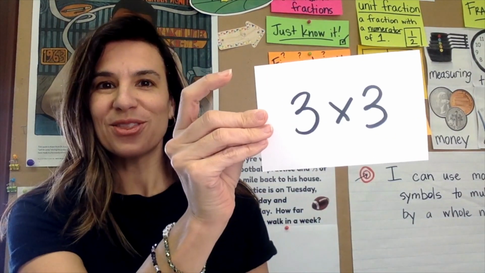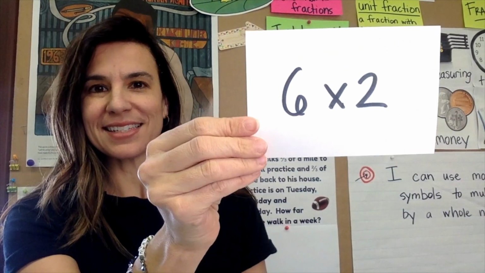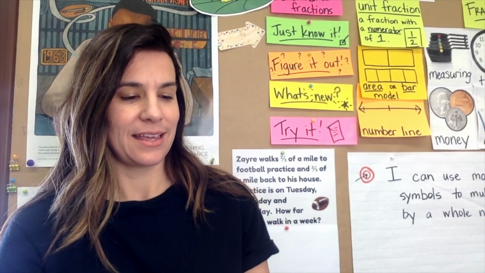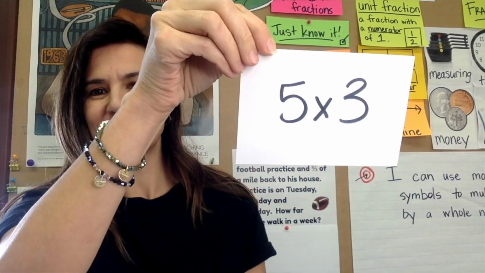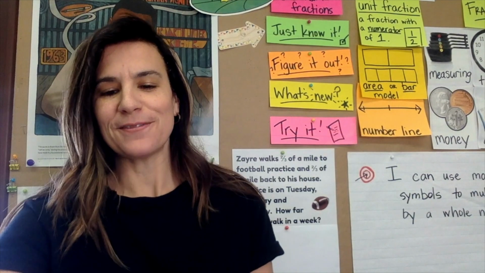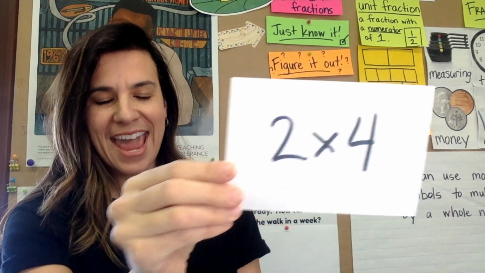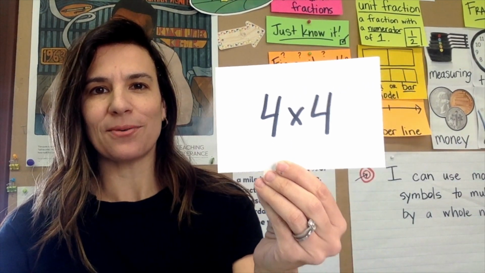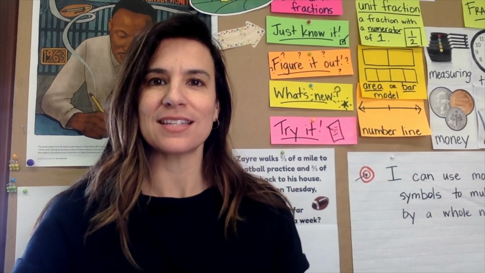First one, 3 times 3, 9. Nice job. 6 times 2 equals 12. Excellent. 5 times 3 equals 15. 2 times 4 equals 8. And last but not least, 4 times 4 equals 16. Way to know your multiplication facts just like that.